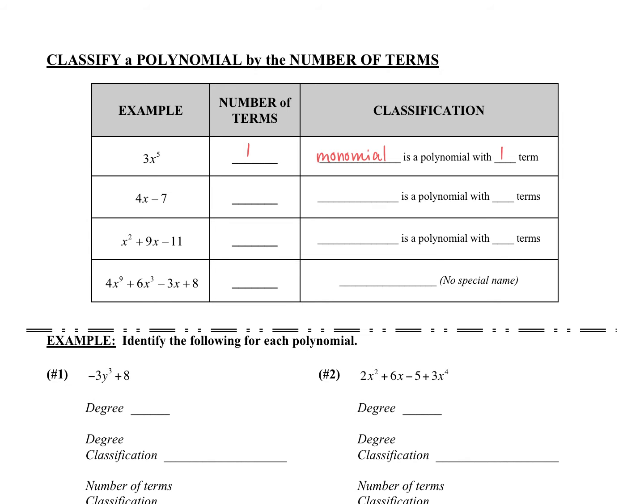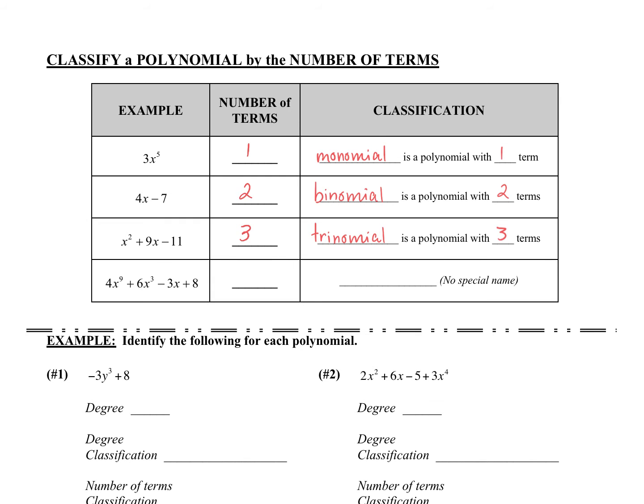All right, the next one we have 4x minus 7. So here we have two terms. So if we have two terms, this is known as a binomial. Think of like a bicycle as two wheels, a binomial, two terms. All right, and it's a polynomial with two terms. Okay, and a polynomial with three terms, you might be able to guess, is a trinomial. Okay, polynomial with three terms. Like a tricycle has three wheels, a trinomial has three terms.